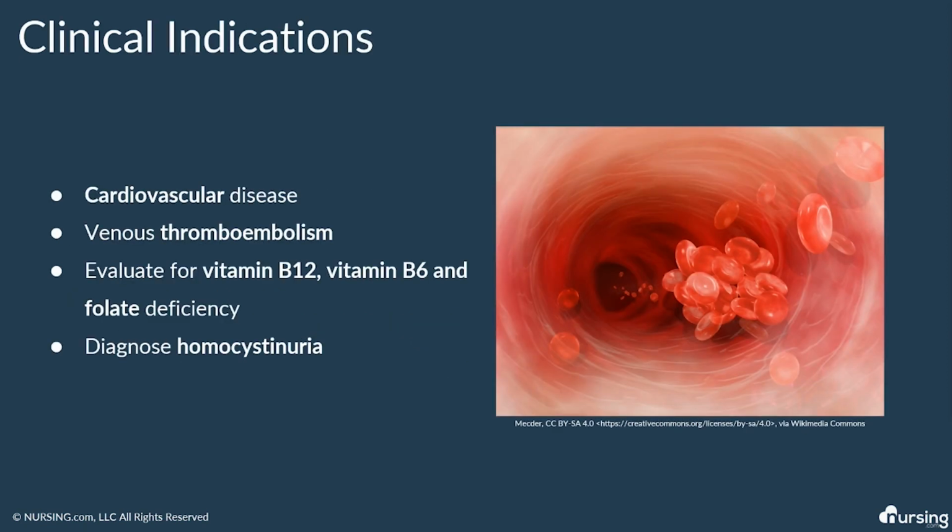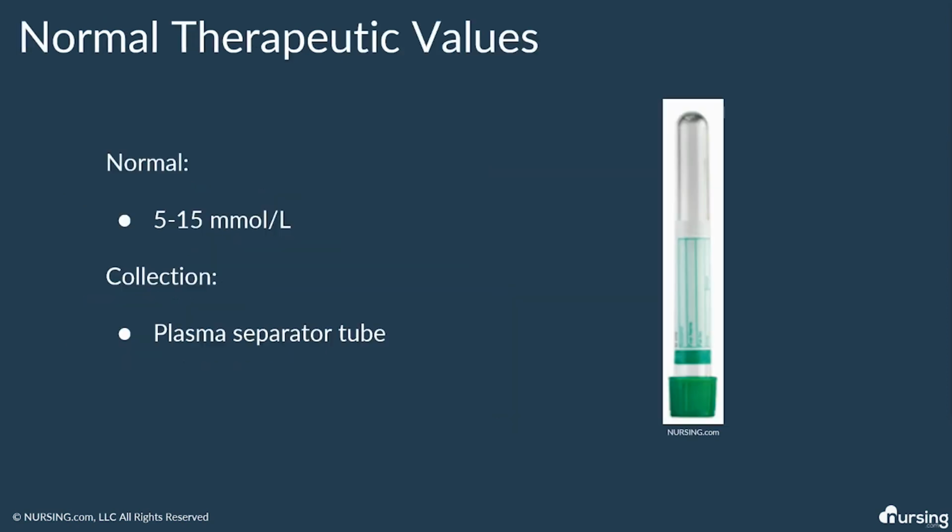Well, just like we just talked about, it's to evaluate cardiovascular disease and also venous thromboembolisms. It evaluates for a deficiency in vitamins B12 and B6, and if there's a folate deficiency. It's also used to diagnose homocysteinuria. Normal therapeutic values are between 5 and 15 millimoles per liter, and it's collected in a plasma separator tube.